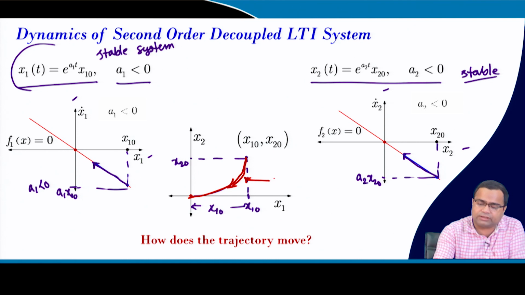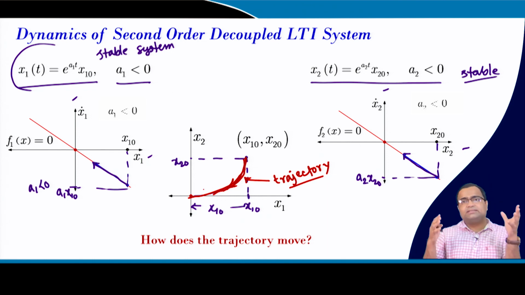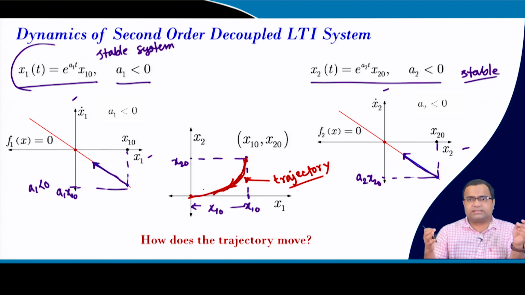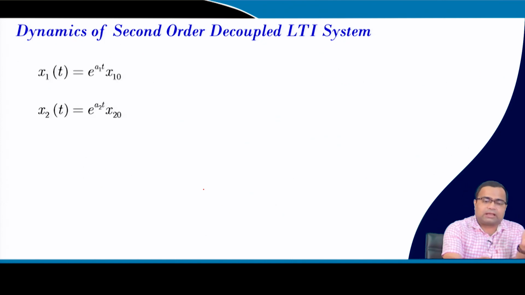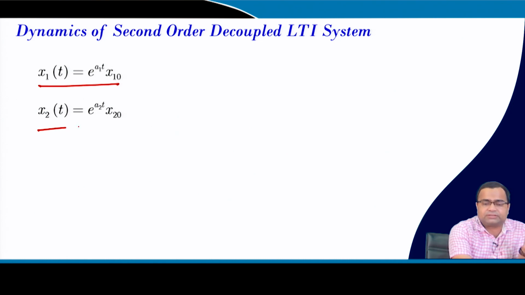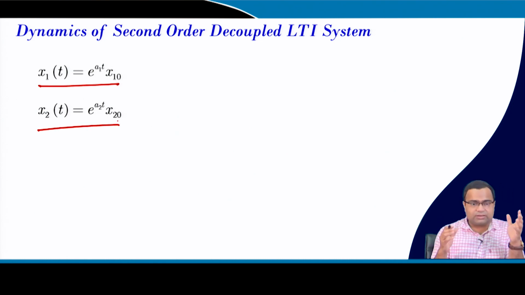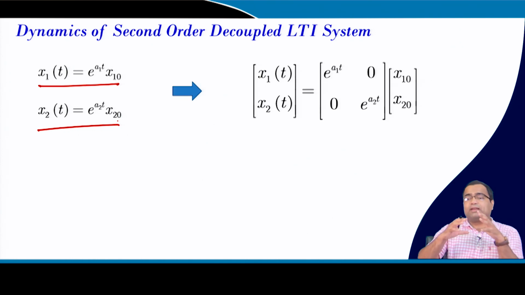That means, if you start with the initial condition, then for given values of A1 and A2, you will get a unique path along which it will move towards the origin, since A1 and A2 are negative because the system is stable. And we are interested in drawing this vector field, so how to draw it? Now, we have considered a second order system and we know the solution of the individual first order subsystems, which can be written in this form. Now, we can combine them together to create a kind of vector.